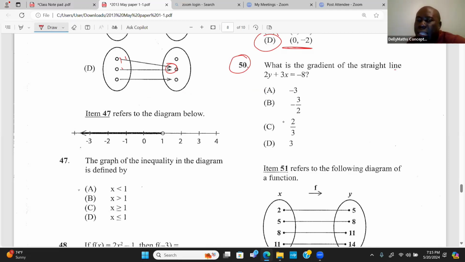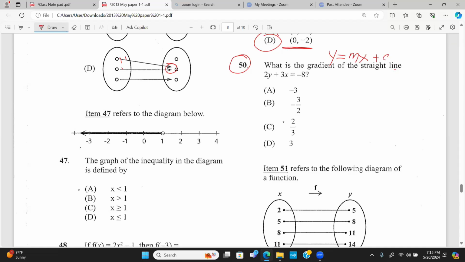If you're going to tell the gradient of the line, you need to write it in this form. This is called slope.